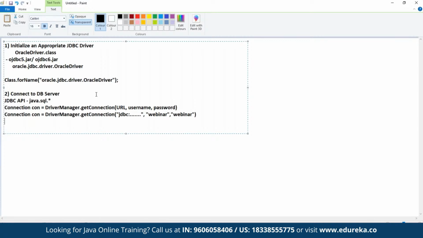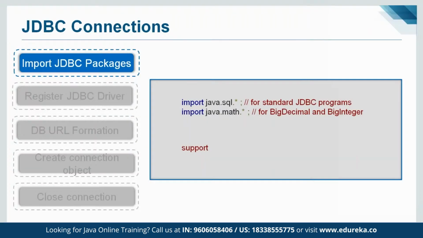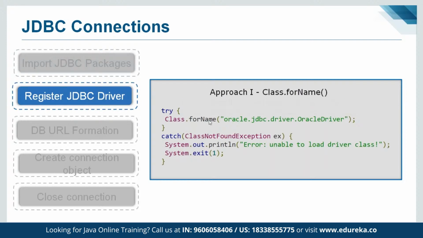Initialize an appropriate JDBC driver. From Java 8 onwards, only this line of code is sufficient, where DriverManager is present in the java.sql package and Connection is present in the java.sql package. With this, our Java program is connected to the database. So import java.sql; we do not require math. Register the JDBC driver: Class.forName oracle.jdbc.driver.OracleDriver. That is the first way, approach one.